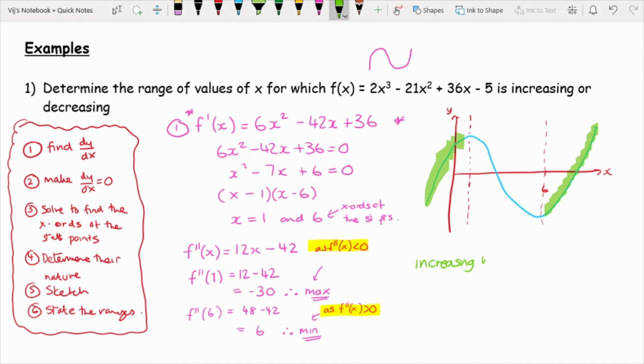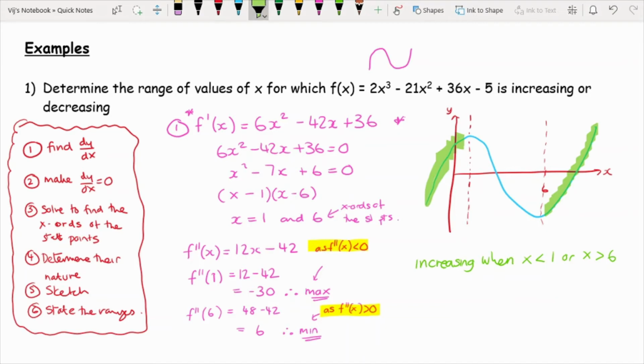when x is less than 1. And again, making sure you're not writing equals, because when x equals 1, the gradient is 0 and it's a stationary point, or when x is greater than 6.